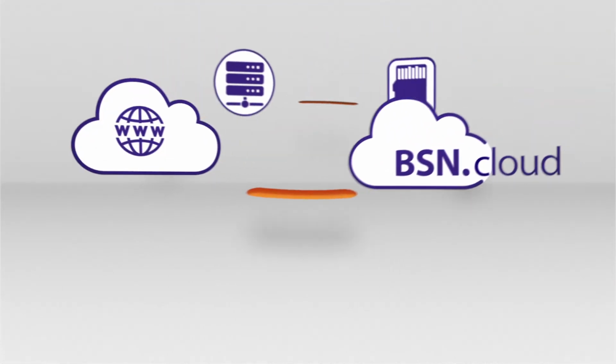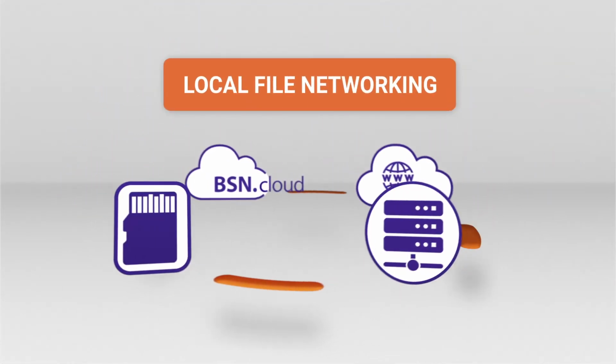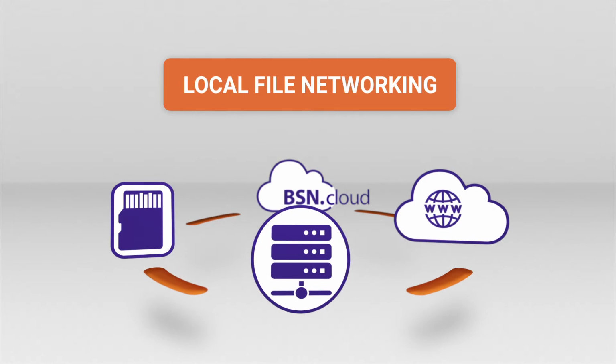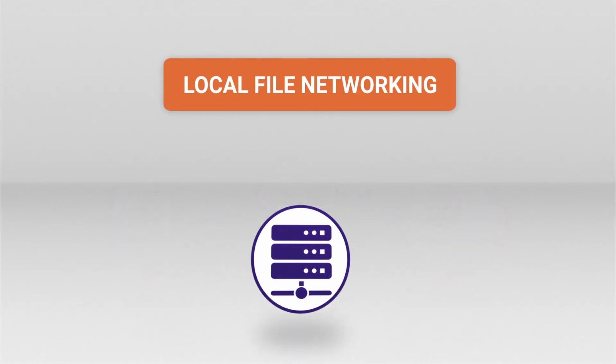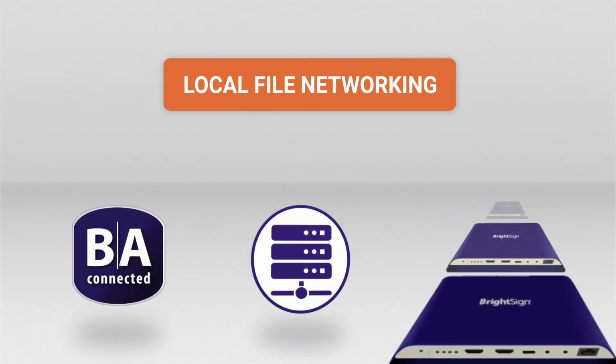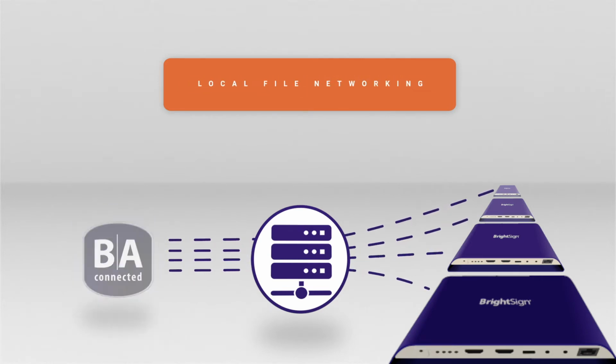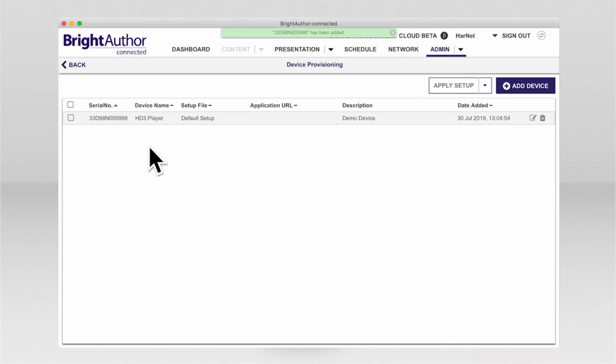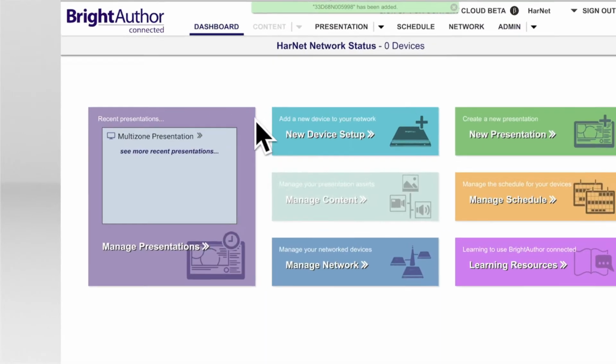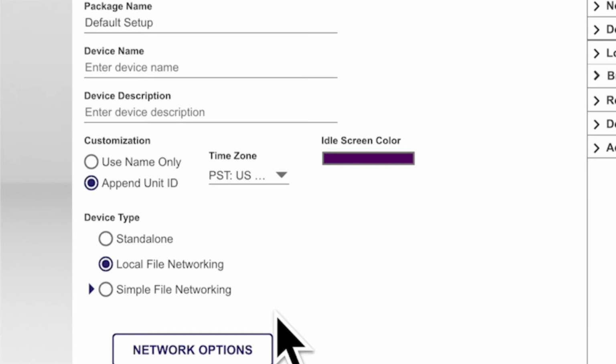The local file networking configuration is useful for smaller player networks, usually in one physical location where various presentations appear on separate screens. This configuration requires that both your computer and your players are on the same network, and you may need to add your player's IP address to publish presentations. This is also the default configuration for Control Cloud subscribers.